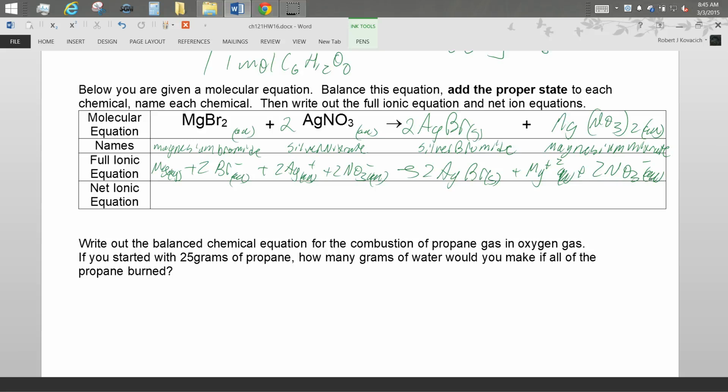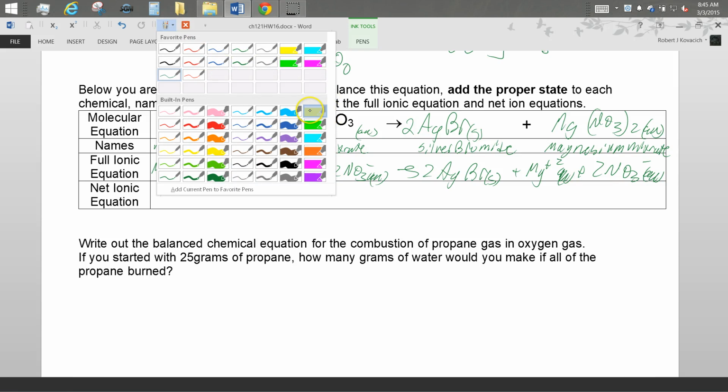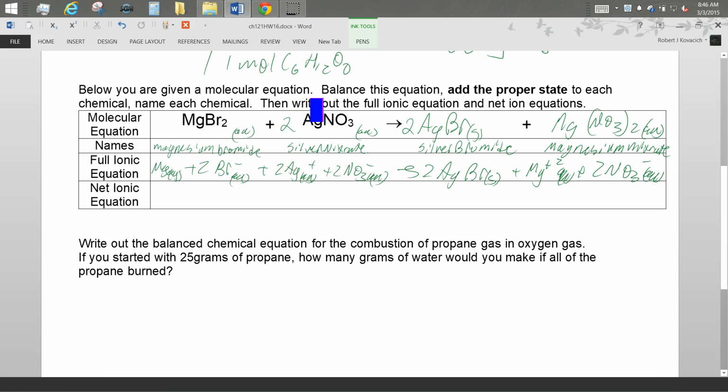So now what we have to ask ourselves is, what changed? Ask ourselves what didn't change. So what didn't change from one side of the arrow to the other? This magnesium here is just sitting there as magnesium aqueous +2, and so is that one. What else did not change? 2 nitrates aqueous -1, 2 nitrates aqueous -1.